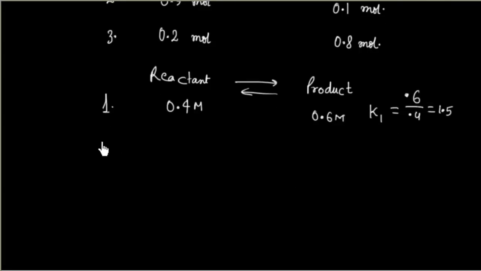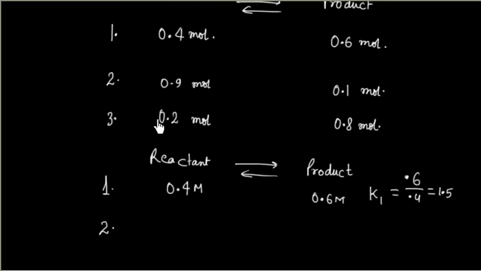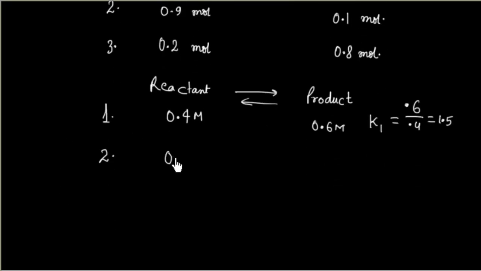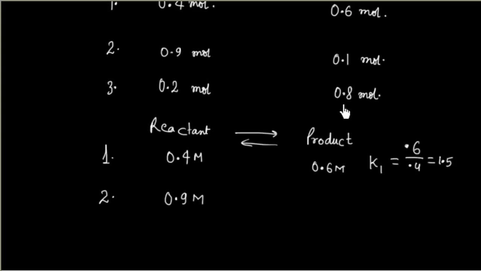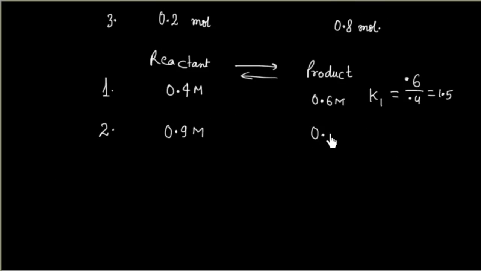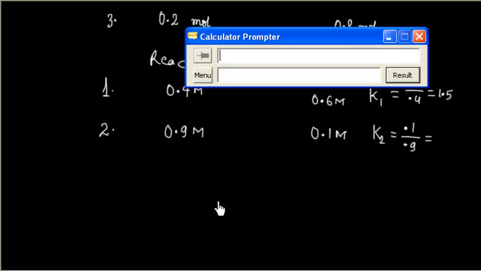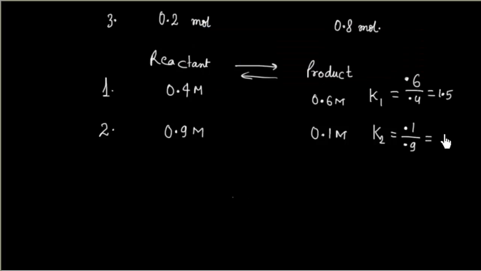Now let us discuss reaction 2. I will have 0.9 mole per liter because the volume is 1 liter, so 0.9 M, and here you have 0.1 M. K2 we can calculate as product by reactant, that is 0.1 by 0.9. So this is 1 by 9, and 1 by 9 is around 0.111. So this is 0.11.